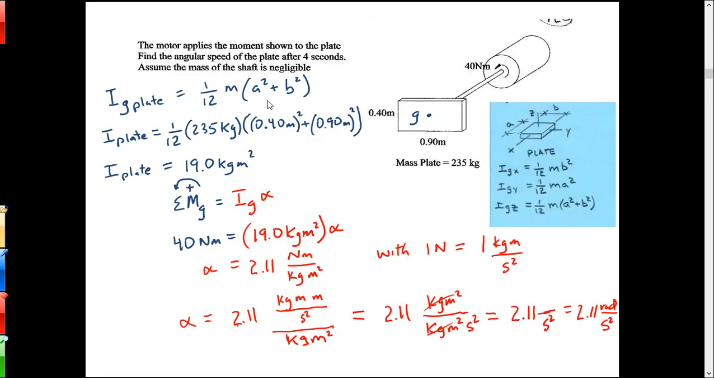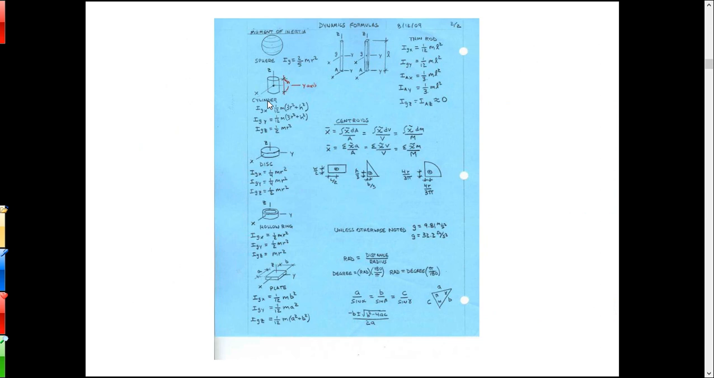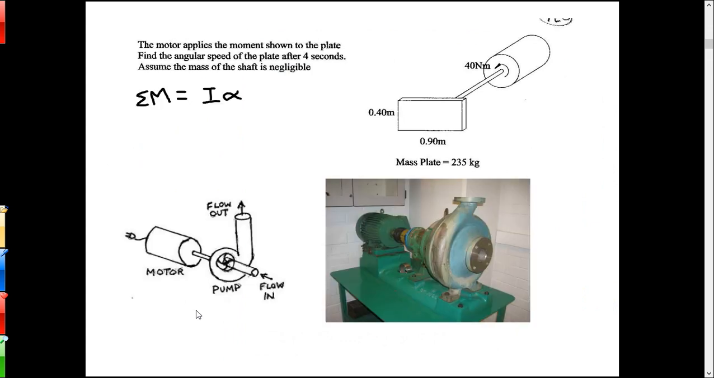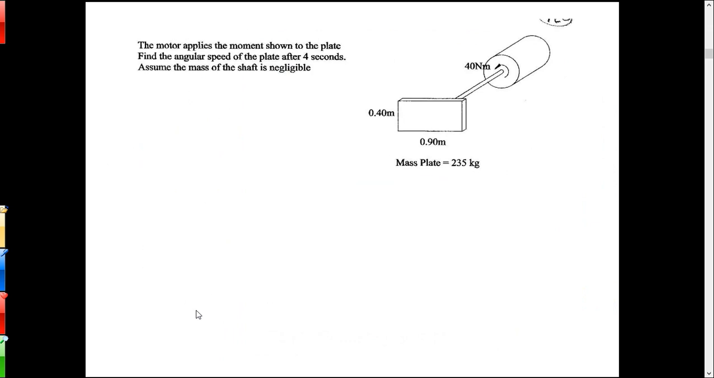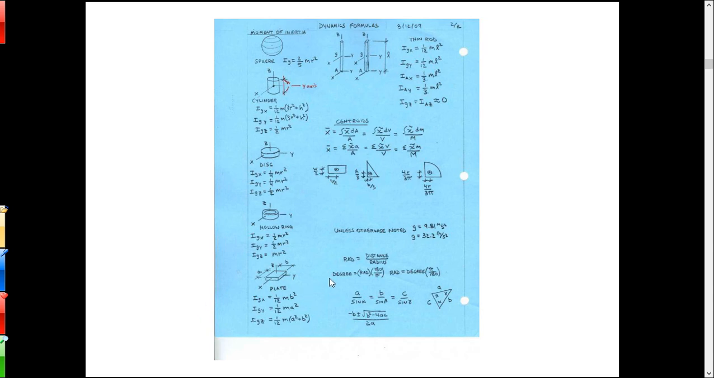So to do this, we've got to find I, okay? What we're after here is a plate, and that's what we're going to rotate. That's what's going to have this angular acceleration. Alpha is the plate. So you want to find I for the plate. So we're going to find, for a plate, this set of equations down here. Which one are we going to use? We're going to use IGX, IGY, or IGZ for that one.